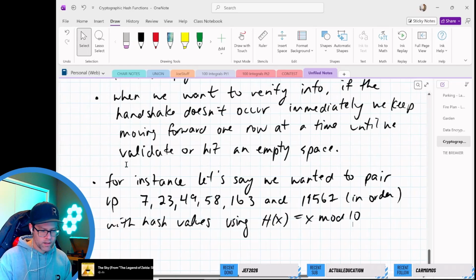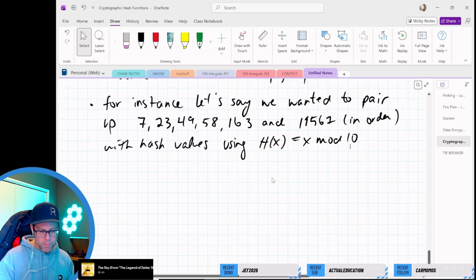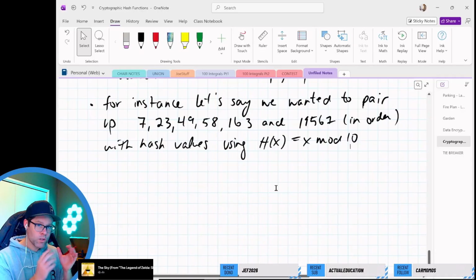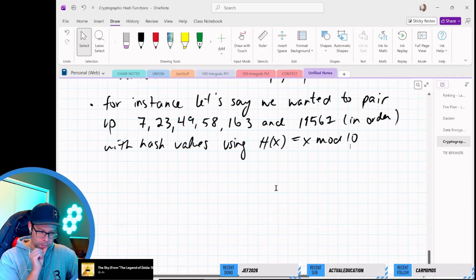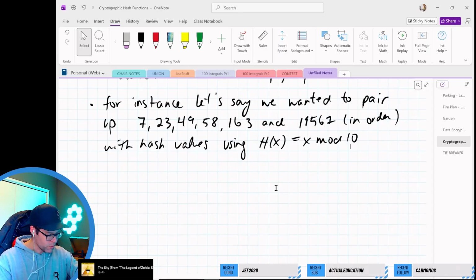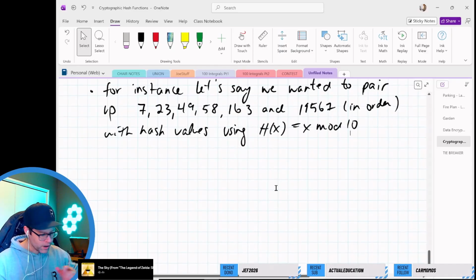If we use the same mapping that we used in our last example, the x mod 10 mapping, let's say I wanted to store some information: 7, 23, 49, 58, 163, and 19,567. We're going to do this in order, so we do want this to be an ordered procedure.